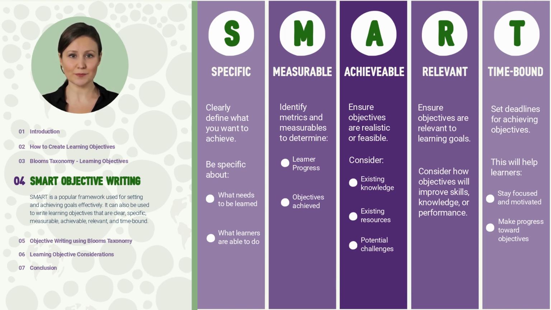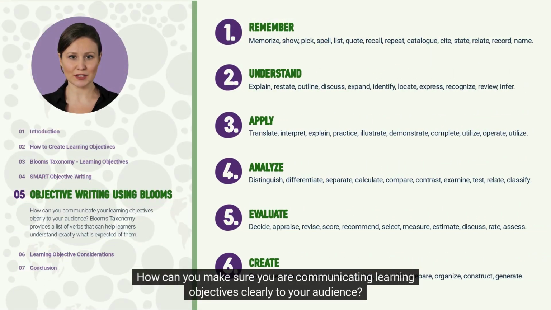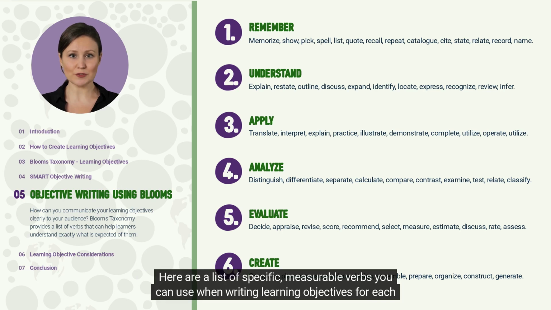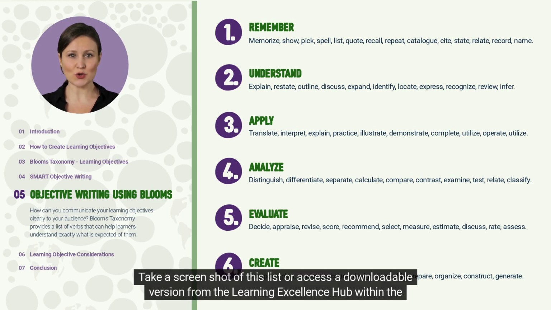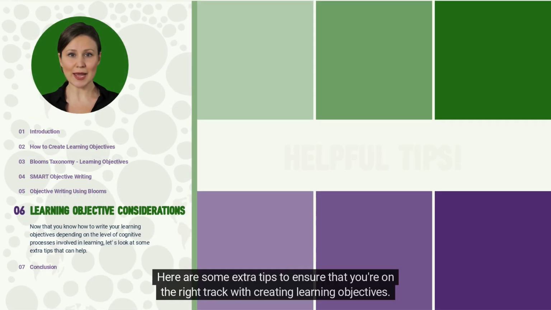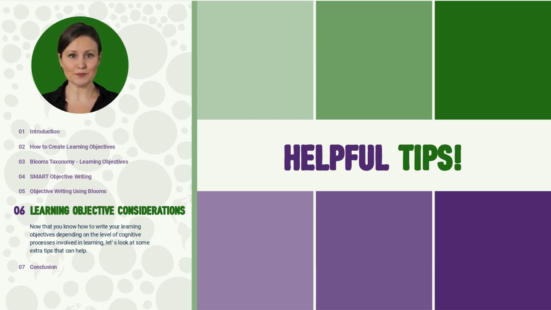How can you make sure you are communicating learning objectives clearly to your audience? Learning objectives need to be as specific as possible. Here is a list of specific, measurable verbs you can use when writing learning objectives for each level of Bloom's taxonomy. Take a screenshot of this list or access a downloadable version from the Learning Excellence Hub within the Learning Design Support page.